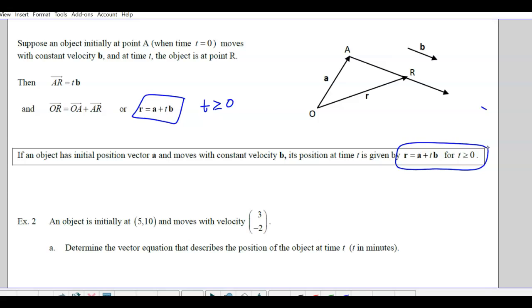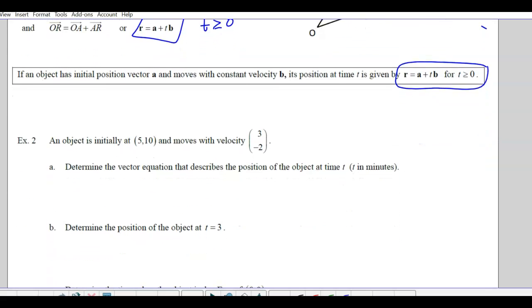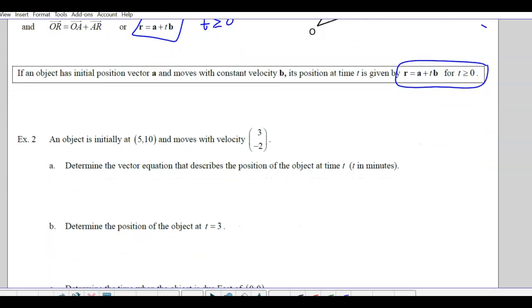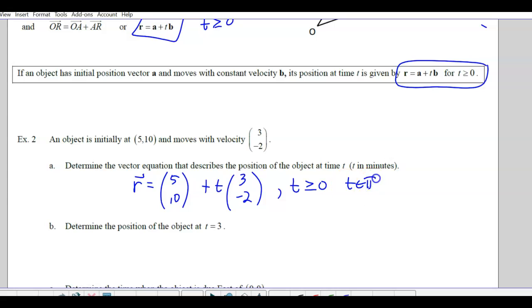Okay, so here's an example. Object is initially at (5, 10) and moves with velocity (3, -2). All right, determine the vector equation that describes the position of the object at time t in minutes. So r equals initial point (5, 10) as a column vector plus t times (3, -2). In this case, t will be greater than or equal to 0. Okay, and a real number, I guess.